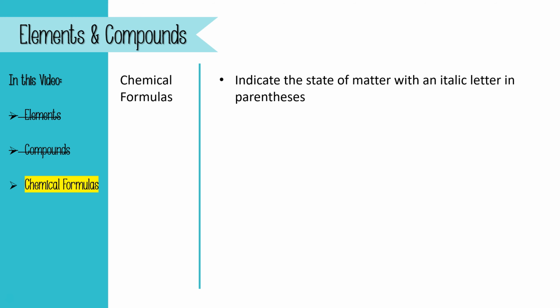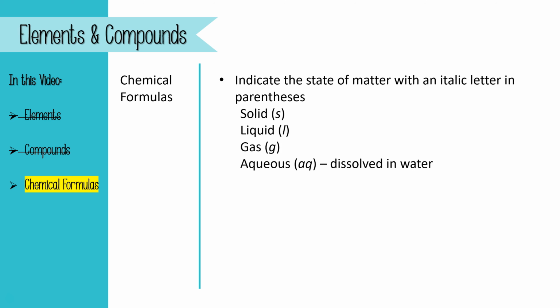Another thing that's often written along with the chemical formula is the state of matter. We write it as an italic letter in parentheses right after the rest of the chemical formula. The letters that we'll use are S for solid, L for liquid, and G for gas. You'll also commonly see AQ, which stands for aqueous. The word aqueous means that the substance is dissolved in water. Rather than writing the substance and then plus water, it's easier to use this as shorthand. Let's look at a couple of examples.